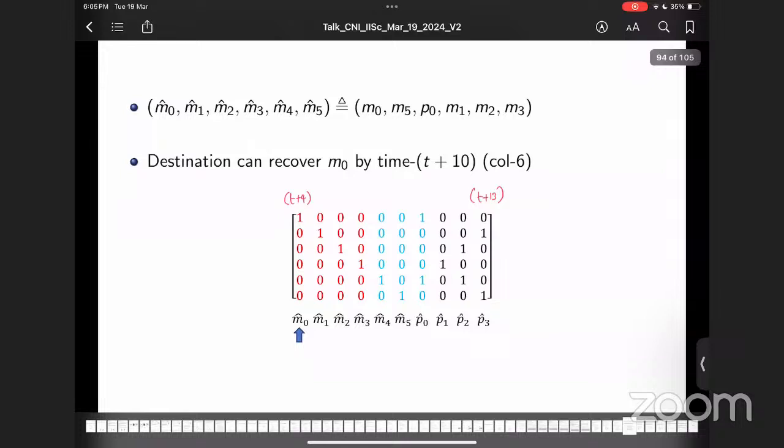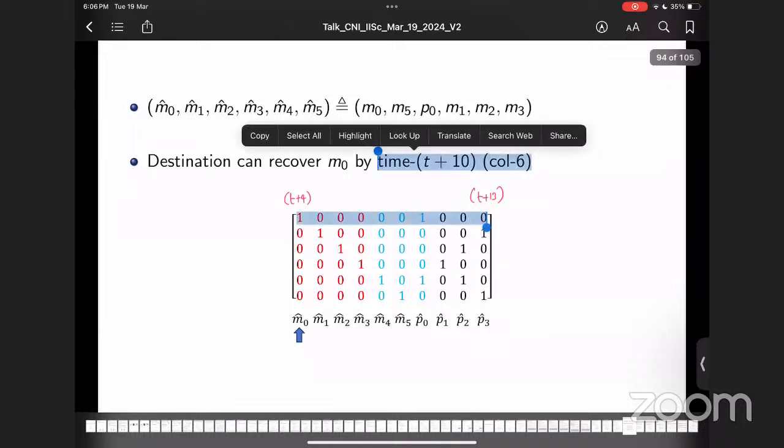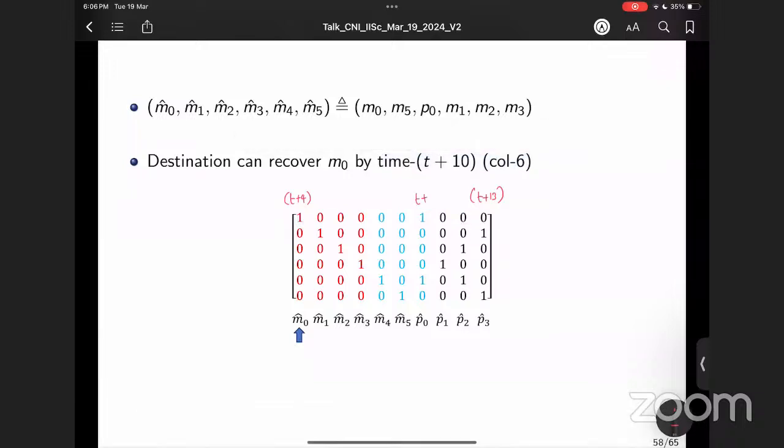I'm looking at the recovery of M0 cap, which is nothing but M0, which was originally sent at time t. So I need to recover that by time t plus 10, and t plus 10 is actually here. So I can go only till those blue columns. I have only the 3 blue columns available with me, because all the initial 4 columns are gone due to the burst duration.